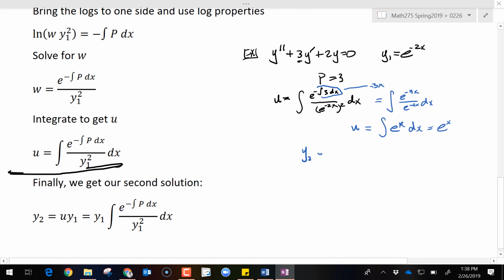So y2 is equal to u times y1. So that's e to the x times e to the negative 2x, which is equal to, hey, that was the same function that we had earlier. Yay, it works. That's cool. Or not. But it could be cool if you like it.